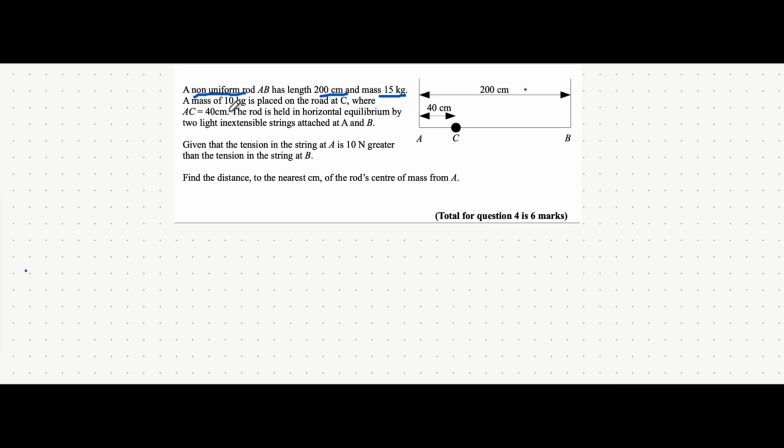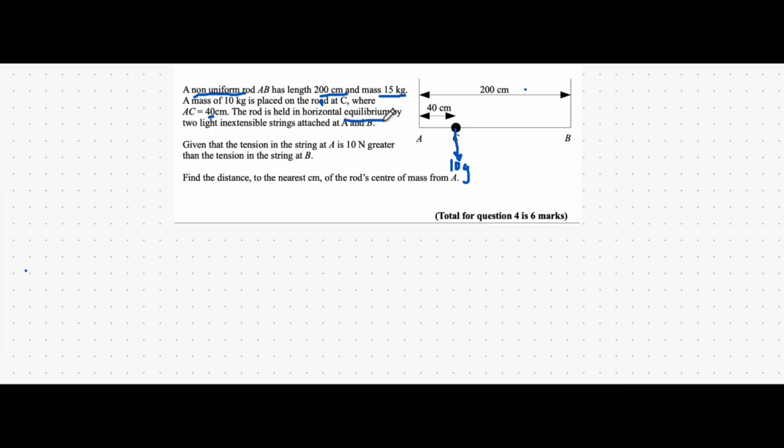We'll label it later. A mass of 10 kg is placed on the rod at C. So that should say rod, not road. So we know for sure there's a mass placed at C, and that mass will have a weight of mg. That's 10 multiplied by g. That's at a distance of 40 centimeters from A, just like it says here.